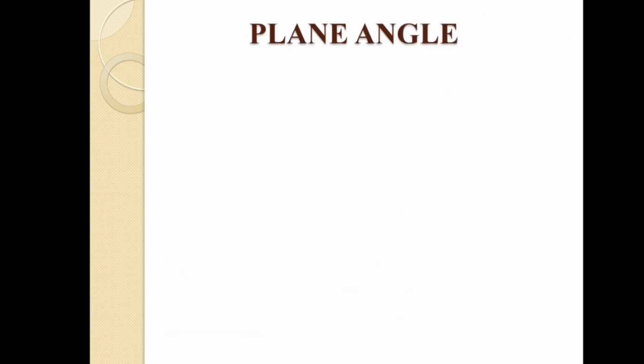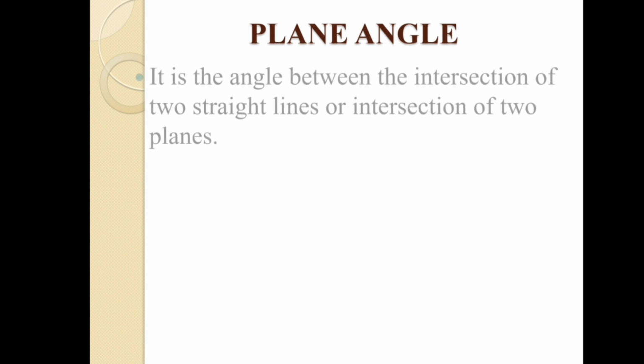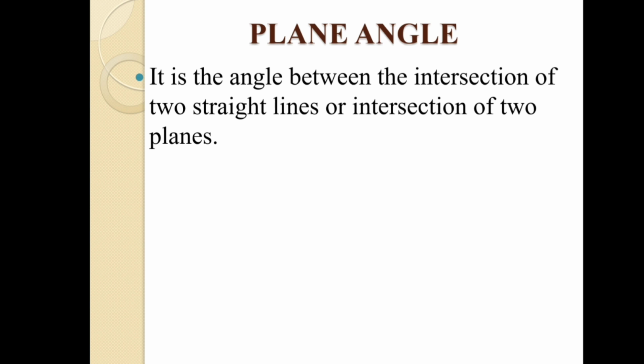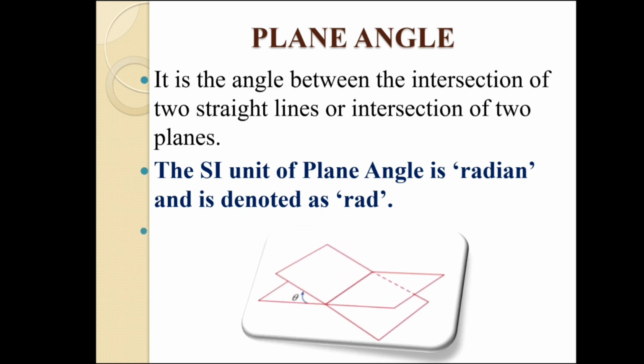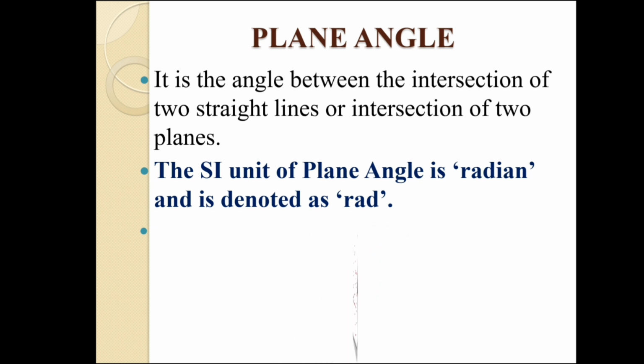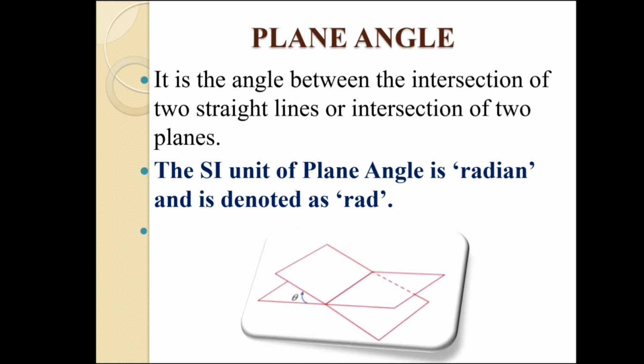Plane angle. What is a plane? It is a flat surface on which a straight line joining any two points on it would wholly lie. So it is the angle between the intersection of two straight lines or intersection of two planes. The SI unit of plane angle is radian and it is denoted by rad. You can observe the picture. From this you can easily understand the plane angle.